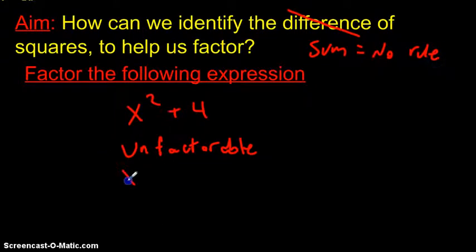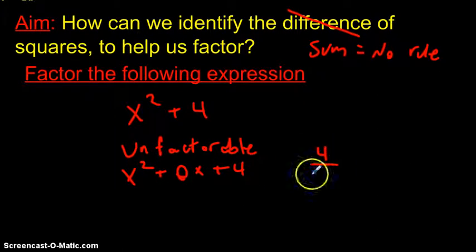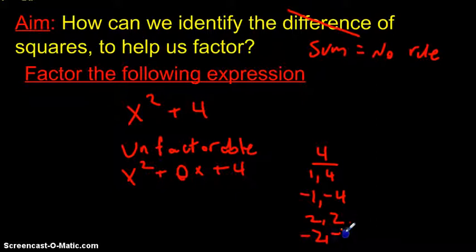This is the same thing as this. So let's look at the factors of 4. We have 1 and 4, negative 1 and negative 4, and 2 and 2, and negative 2 and negative 2. And none of these add up to be the middle term, 0. So there are no two terms that would add up to be 0, so this is unfactorable. Therefore, the sum of squares is unfactorable.